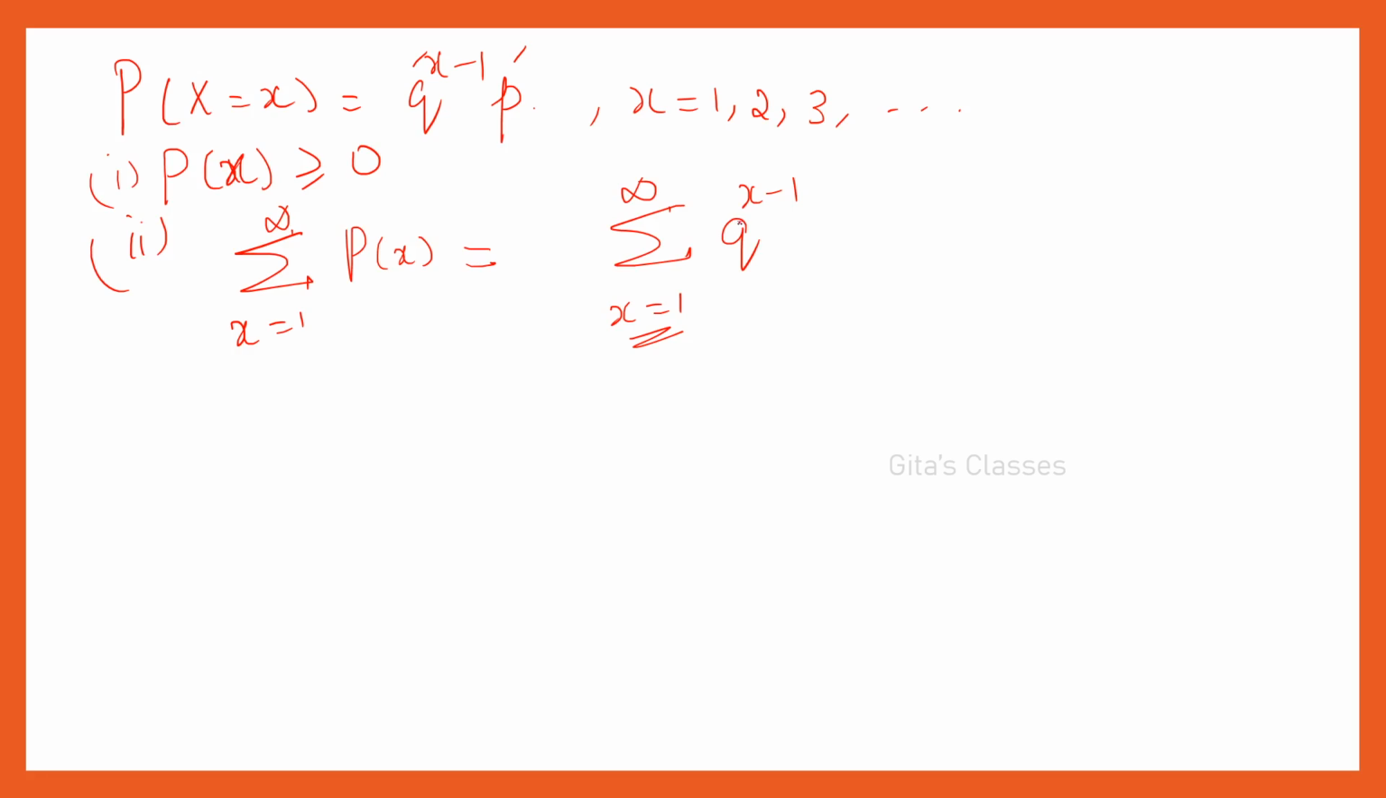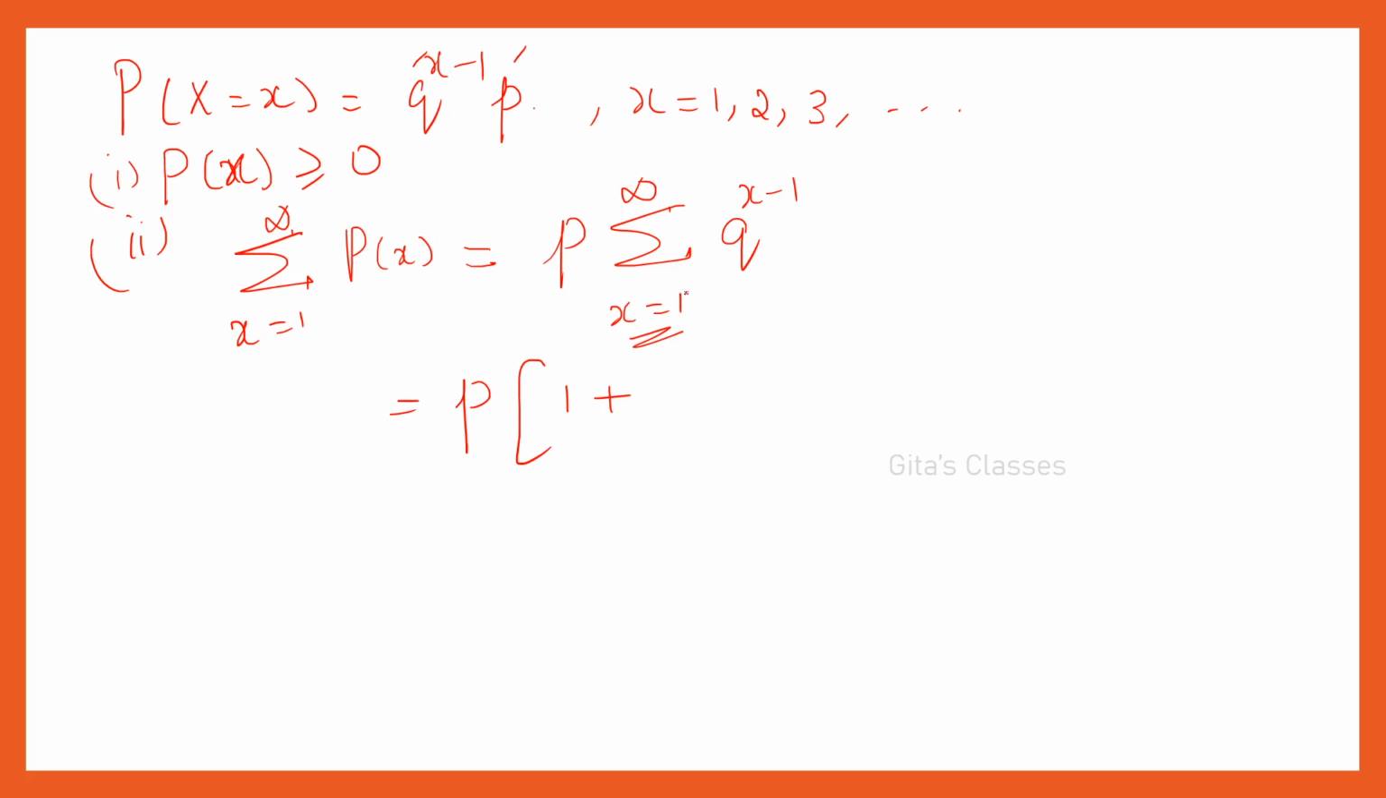So p is independent of x. That is why I am writing it outside. Okay, I am taking p outside. So this is equal to p into, now you expand this. x is equal to 1 means what? q power 1 minus 1, that is q power 0, that is 1, right?